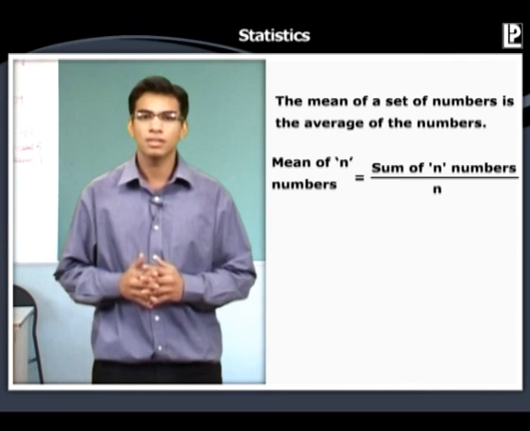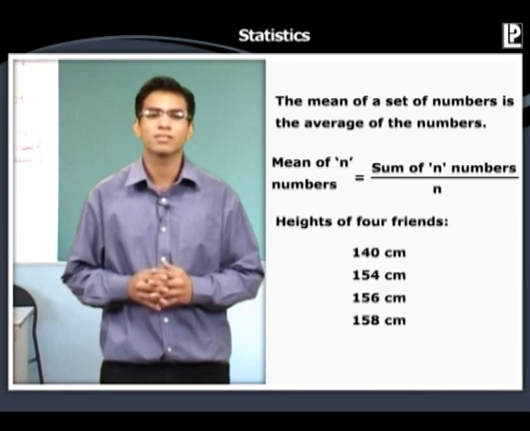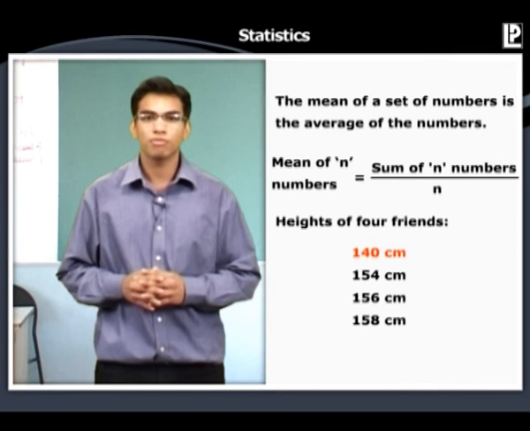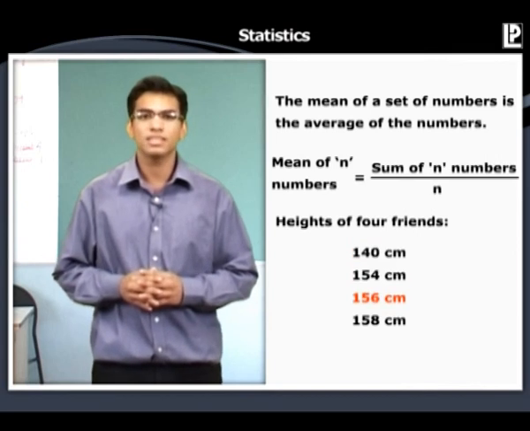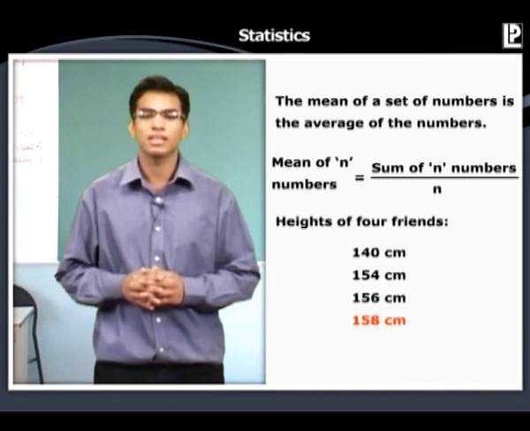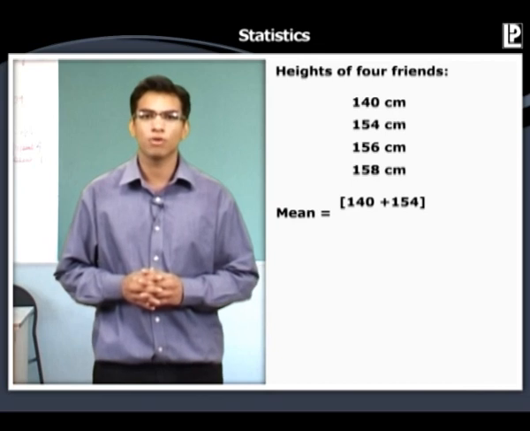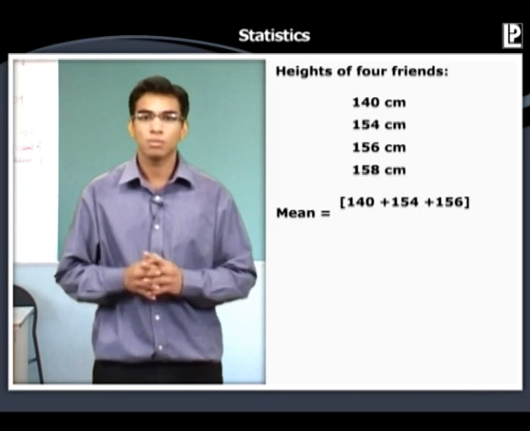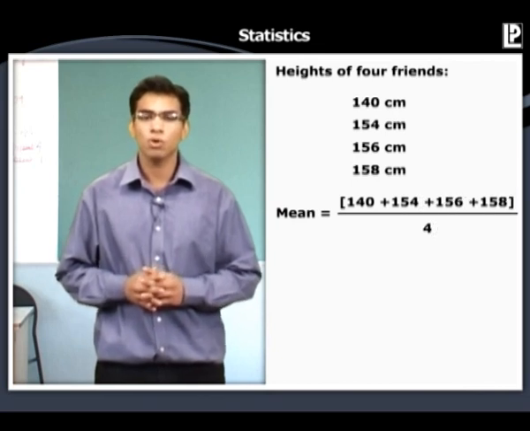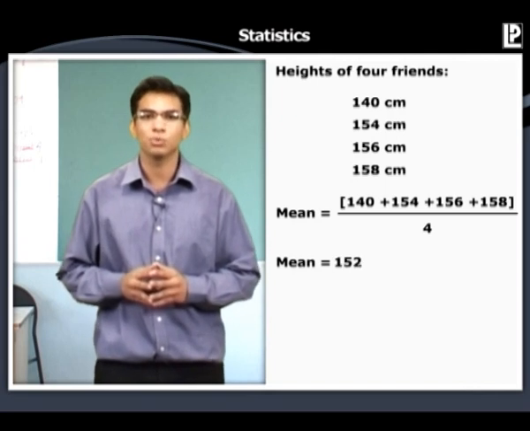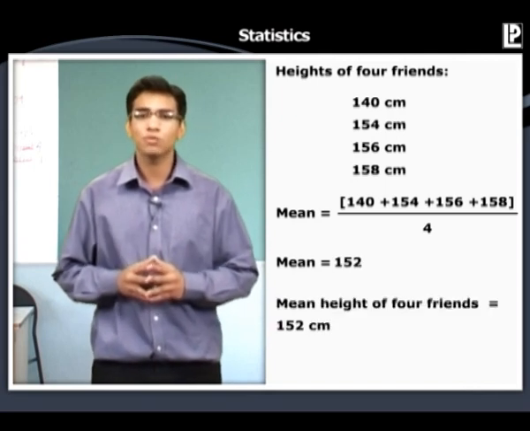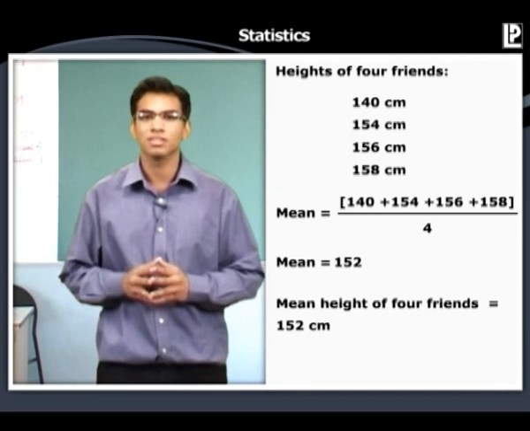For example, these are the heights of 4 friends: 140 centimeters, 154 centimeters, 156 centimeters, and 158 centimeters. To calculate the mean height, let's add the 4 numbers and divide it by 4. So, mean equals (140 + 154 + 156 + 158) divided by 4, which is equal to 152. The mean height of these 4 friends is 152 centimeters.